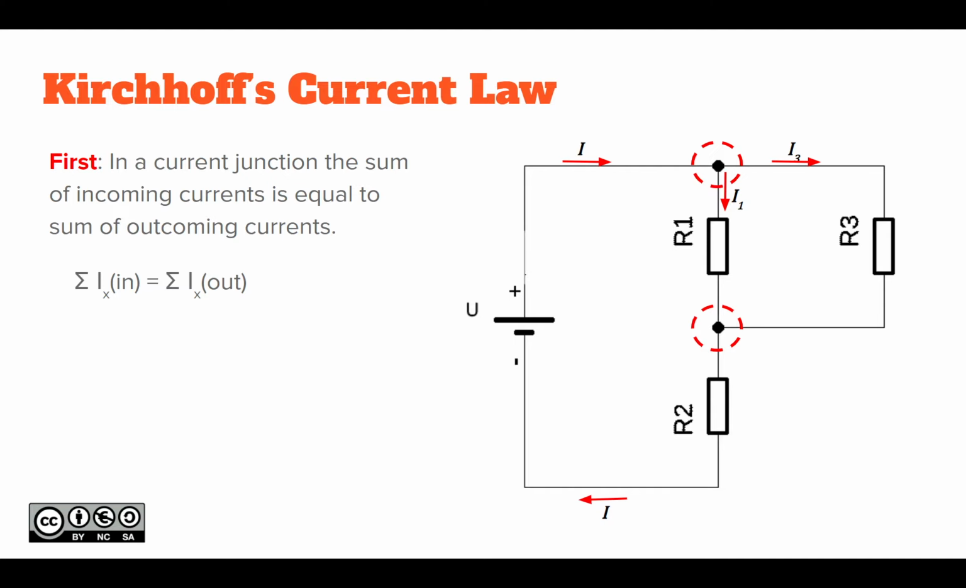So practically, what Kirchhoff's current law says is that whatever comes to this current junction, which is I, is the same as the sum of the outgoing currents. So I1 plus I3 is the same as I. Very simple. It just says that the current doesn't disappear from a circuit.